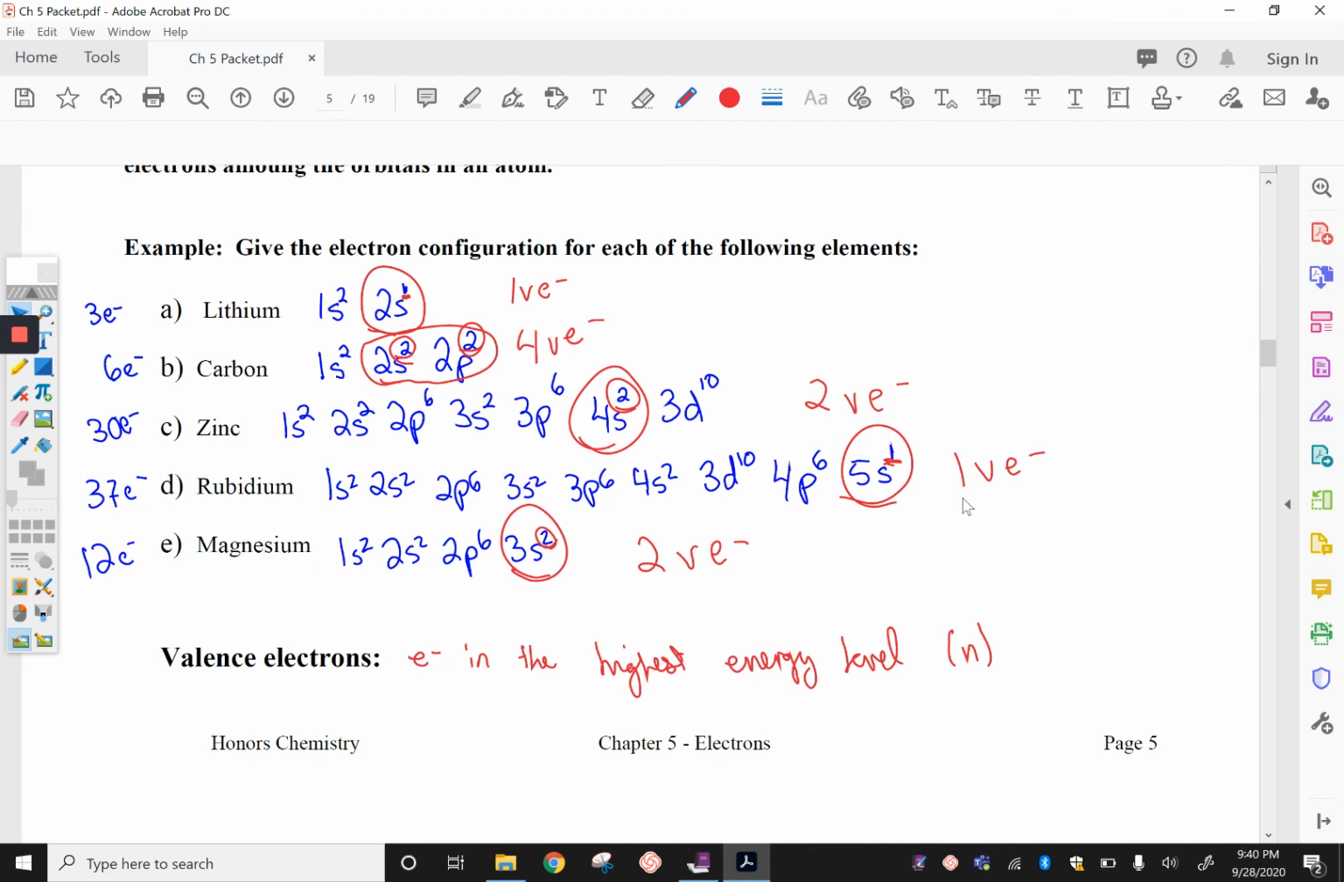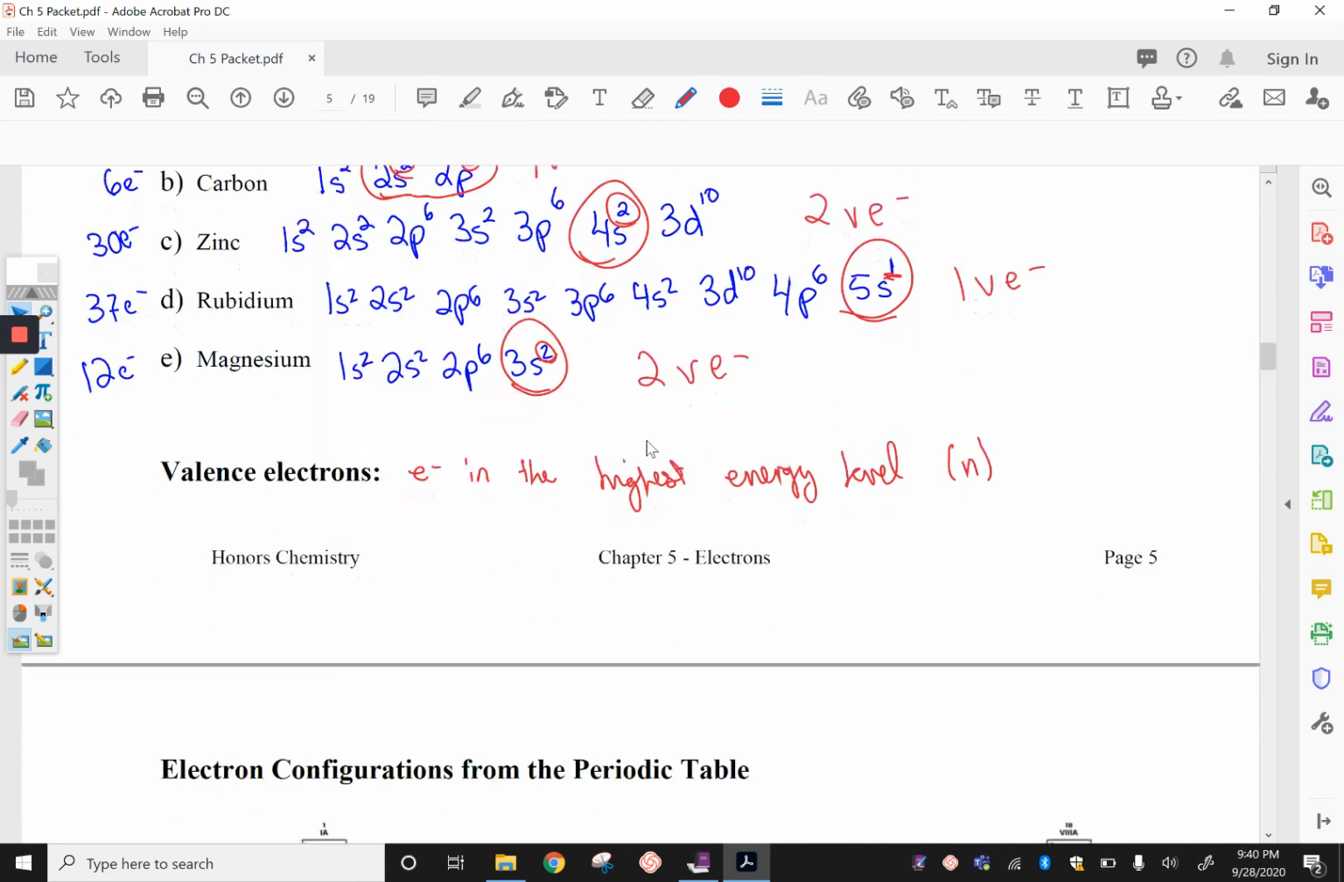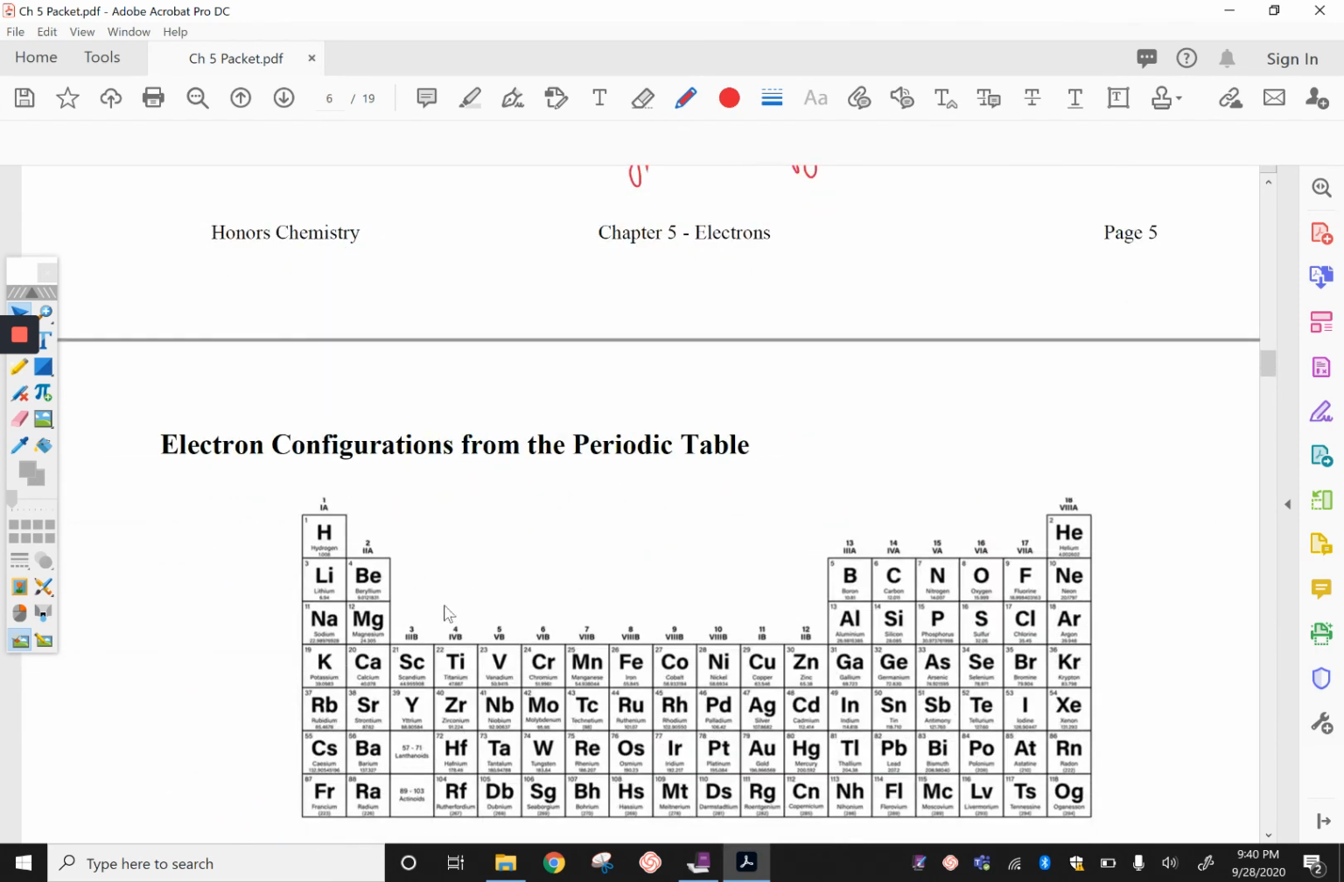Next lesson, we are going to be able to tell the electron configurations just by looking at a periodic table. It's pretty cool.